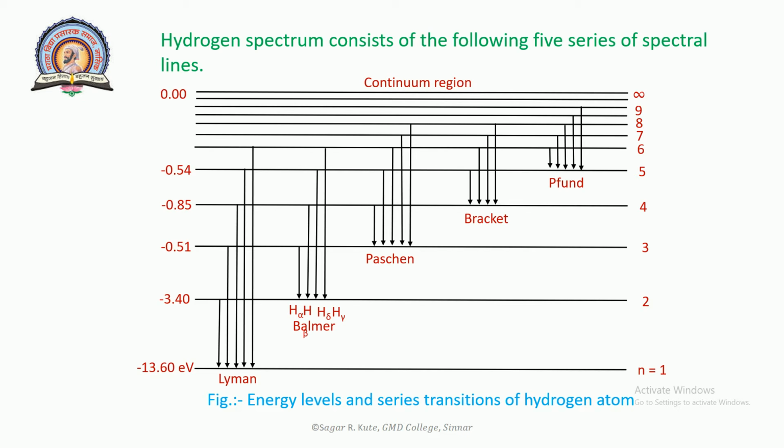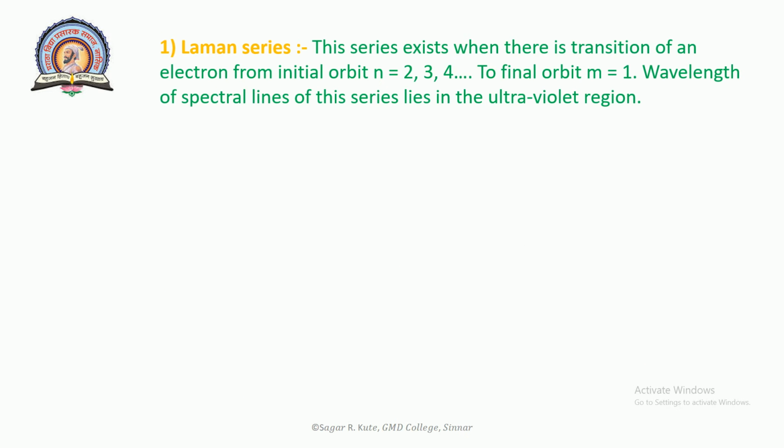In this diagram, 5 series are shown, that is Lyman series, Balmer series, Paschen series, Brackett series and Pfund series. Now first will be the Lyman series. This series exists when there is transition of electron from initial orbit n is equal to 2, 3, 4 up to infinity to final orbit m is equal to 1. Wavelength of spectral lines of this series lies in the ultraviolet region.